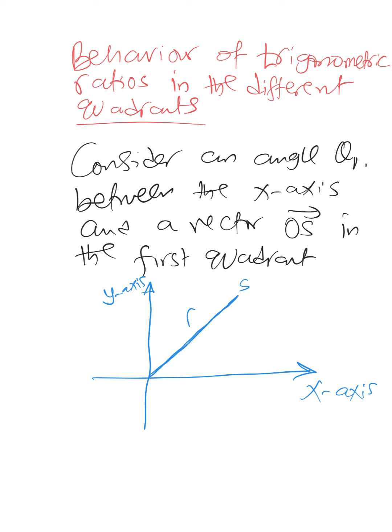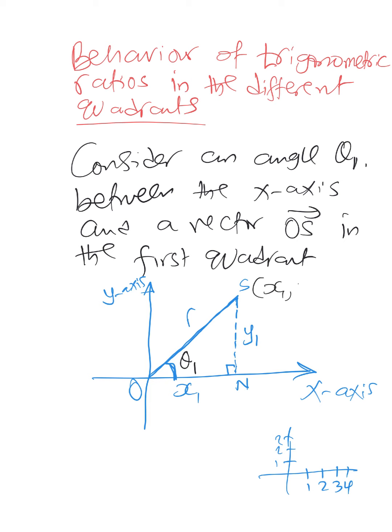When you are looking at the first quadrant, on this side you plot positive x's, maybe 1, 2, 3, 4, and on this side you plot the y's, 1, 2, 3. They are positive values. So I want to draw a line from S to meet the x-axis at 90 degrees. Let me call this point the origin. The distance from the origin up to here, maybe this is N, is x1, and this is y1. The line OS makes an angle theta 1 with the x-axis. So S has coordinates x1, y1.